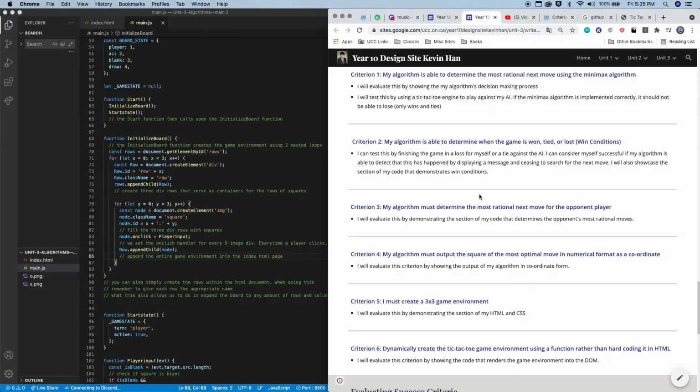My sixth criterion is to dynamically create the tic-tac-toe game environment using a function rather than hard coding it in HTML. I will evaluate this criterion by showing the code that renders the game environment into the DOM. I created this criterion because, say, if I were to pursue a larger project or a feature that requires larger game boards, it would be very hard for me to adapt my project. For example, the Go board is 19 by 19, so with the code that I currently have, if it's only hard-coded, then I'll have to code a 19 by 19 grid inside my HTML file. That would be a lot of code.